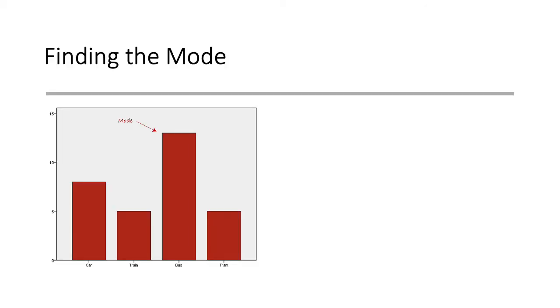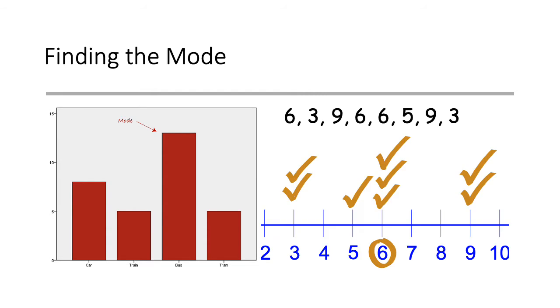So, finding the mode: if we're looking at a bar chart, the tallest bar would be the mode of that given data set. If we're looking at a data set like this, 6, 3, 9, 6, 6, 5, 9, 3, the most common observation will be the mode. In this case, 6 appears 3 times, and therefore the mode is 6.